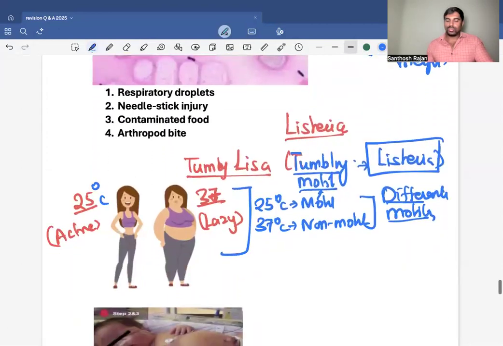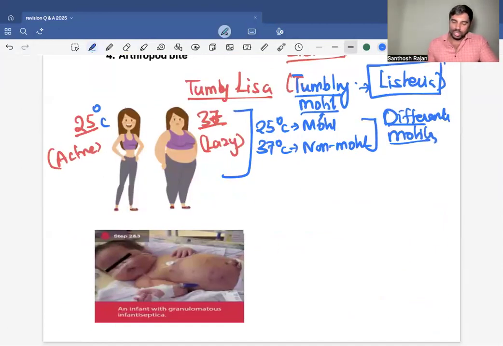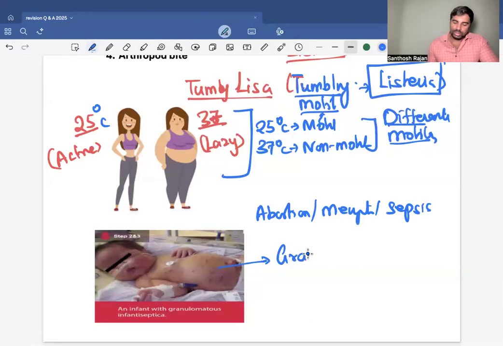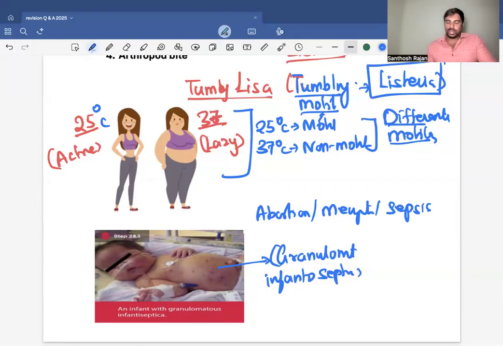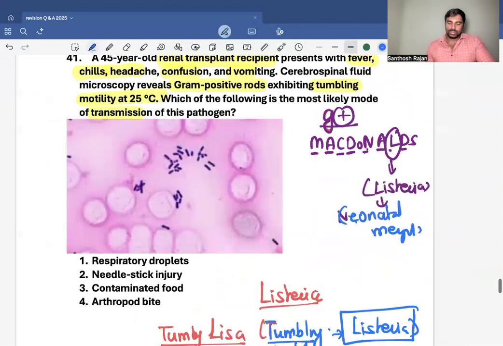Okay, so it causes multiple things. It usually results in abortion, or it causes meningitis or sepsis. All these things it can cause. One complication it causes is granulomatosis infantiseptica. Okay. This is when the child is inside, you can get this, and when the child comes out, you can see granulomatosis infantiseptica.